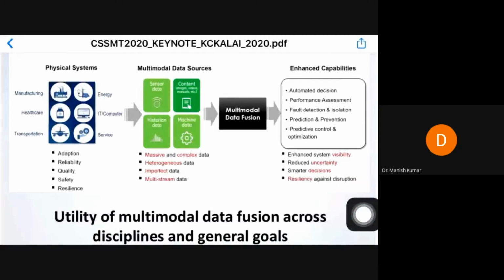Smarter decisions, resilient against disruption. These are mainly the research areas we are actually looking at. How can I improve performance in multimodal data fusion? The utility of multimodal data fusion across disciplines and with general goals is becoming more and more important today.